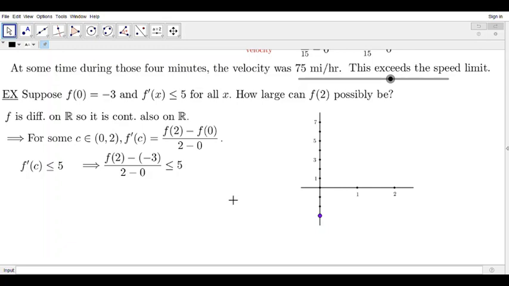Now, how that helps us is because we know the value of f of 0 is negative 3, so we get to plug that in, and voila, we have this inequality involving f of 2. The denominator is 2, multiply it by 5, we get 10, and then this is plus 3, so if you move it to the other side, you get 10 minus 3, that's 7. f of 2 is no greater than 7. So that's the answer to the question. How large can f of 2 possibly be? f of 2 can be no larger than 7. f of 2 is at most 7.